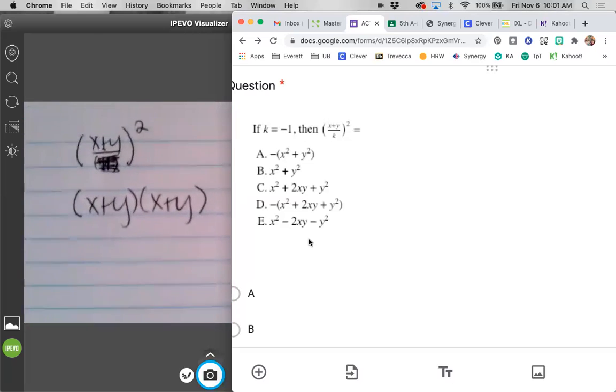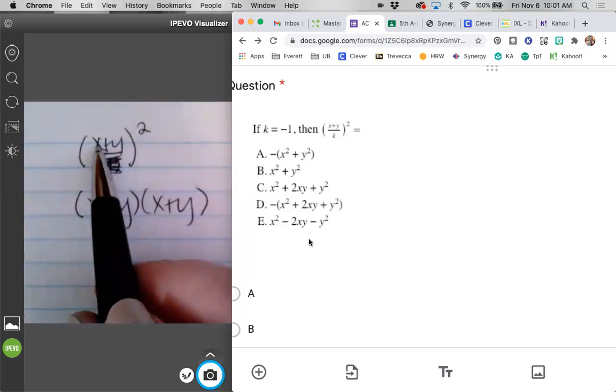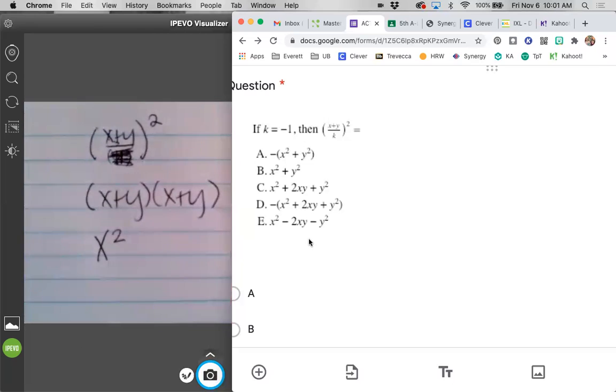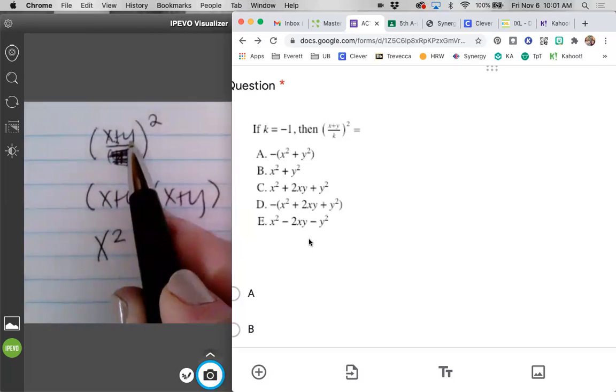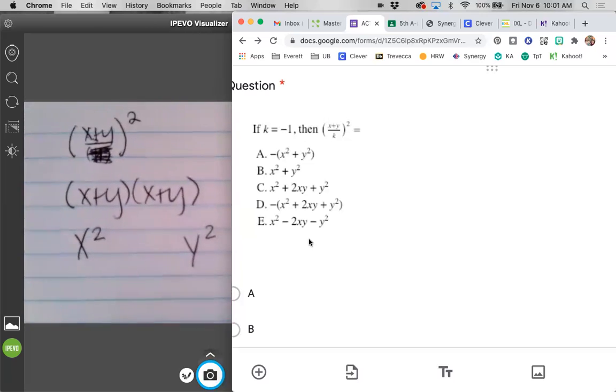So let me give you a shortcut for foiling the same thing times itself. Every single time, whether it's letters or numbers, the FOIL will come out to this. The first item squared, and then the last item squared, and then leave a gap for the stuff in the middle. So I'm going to check these first and make sure that everything starts with x squared and y squared. And these are all positive, so I should have all positives. So A is out, B doesn't have a third term, D has negatives, E has negatives.